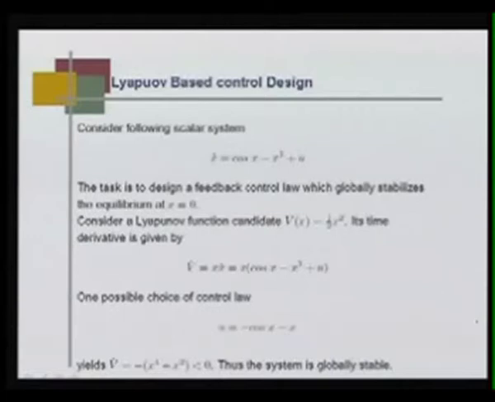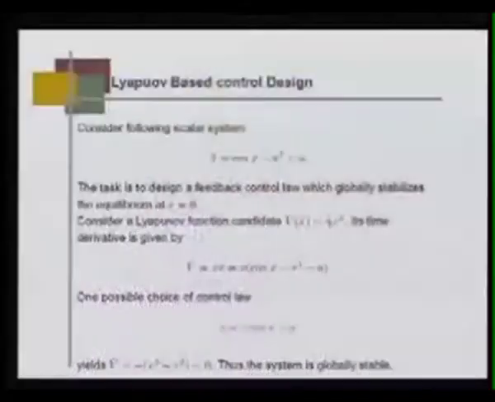Now, we will go to the backstepping concept, how we can utilize the backstepping concept to design neural network based direct adaptive control for very complex systems. I will just introduce a little concept of Lyapunov based control and backstepping control.